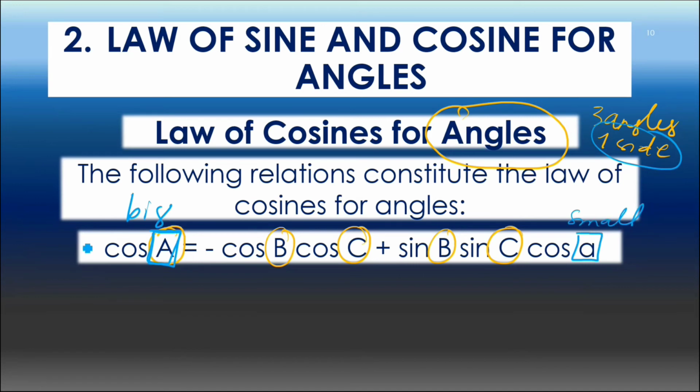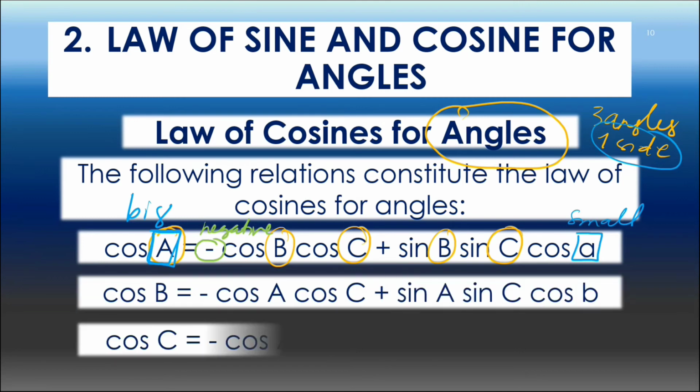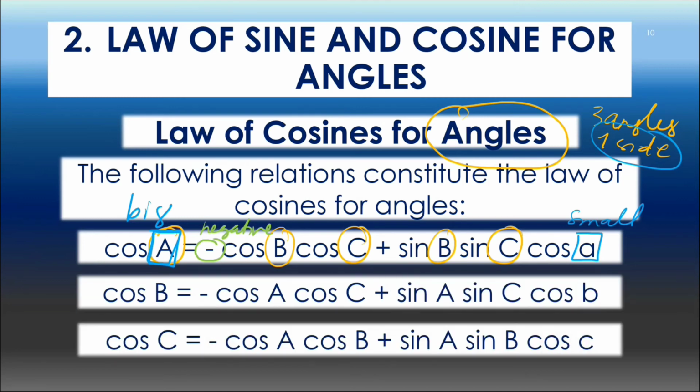So another difference of this from the law of cosines for sides is that we do have here what? The negative. We already have the negative before the cosine of angle B and angle C, or negative before the product of the cosines of the two other angles. So this format is also the same if we do have the cosine of big B and then the cosine of big C. So the same format.